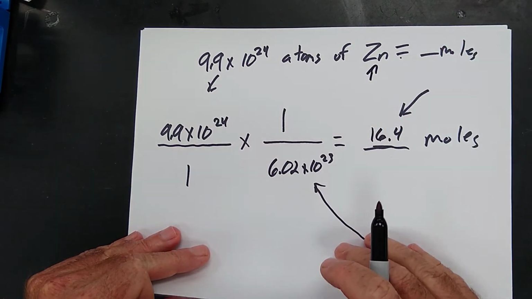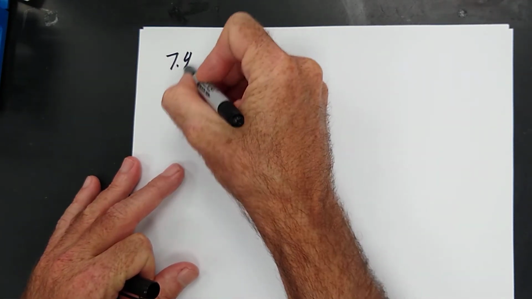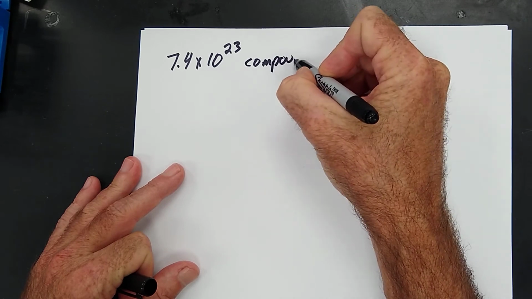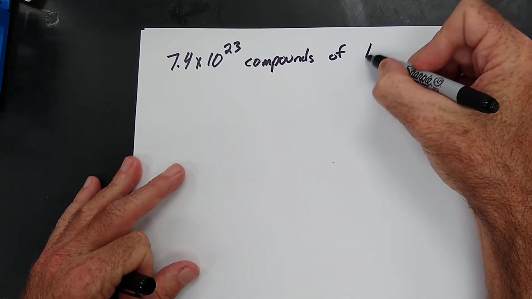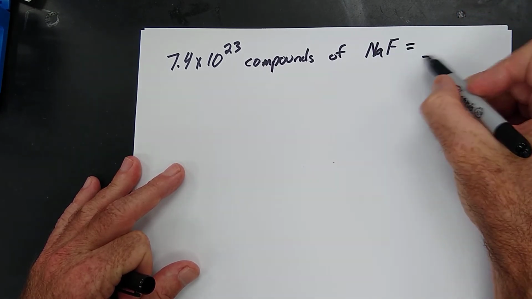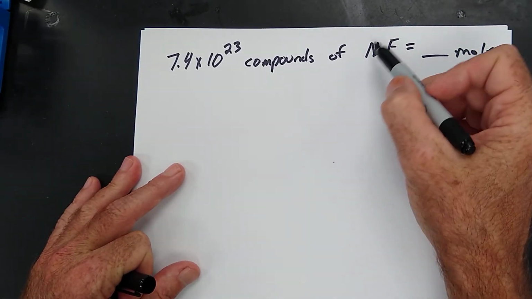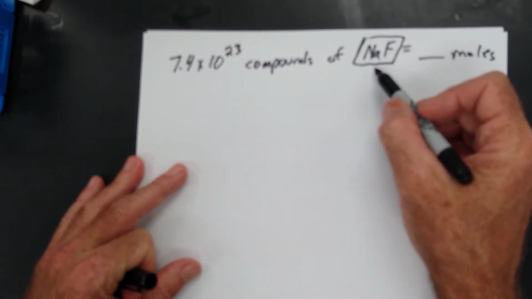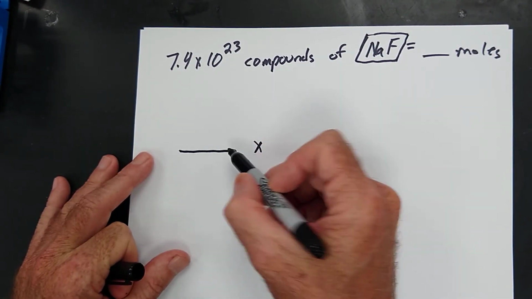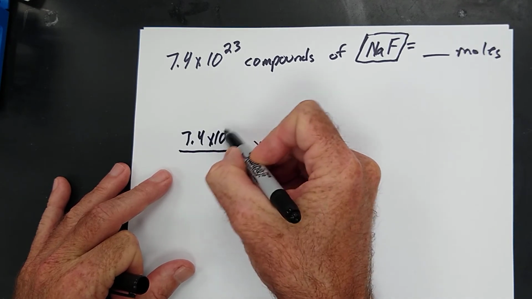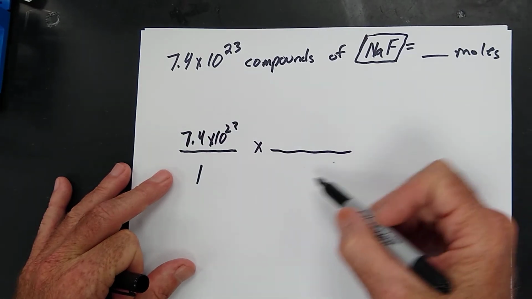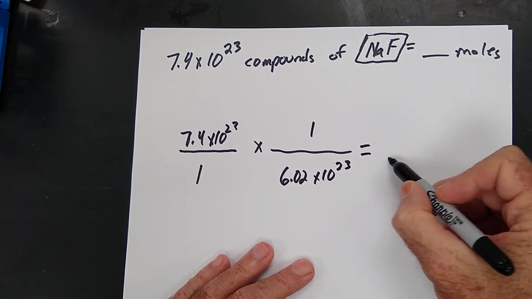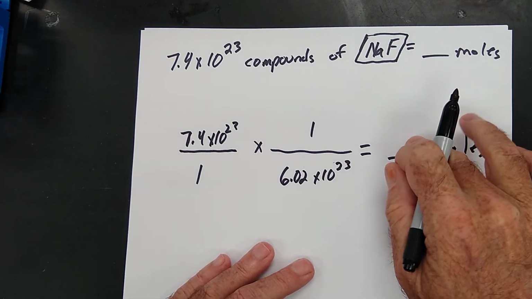Now, we don't have to just be talking about one atom. What if we had 7.4 times 10 to the 23rd compounds of NaF, of sodium fluoride? That would be equal to how many moles? See, I can't say atoms because I'm talking about the entire compound, the sodium fluoride together, right? All right. How many sodium fluorides would it take to make 1 mole? Well, that's our proper number. Again, the number given, 7.4 times 10 to the 23rd. What is the number for a mole? How many compounds are in a mole? 6.02 times 10 to the 23rd equals blank moles.